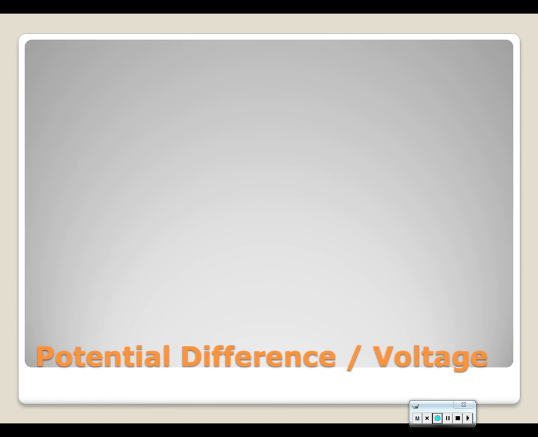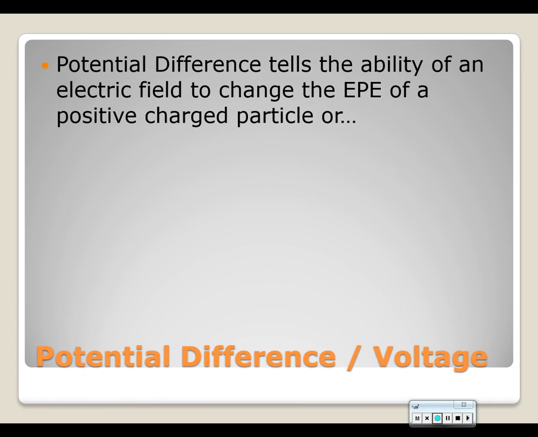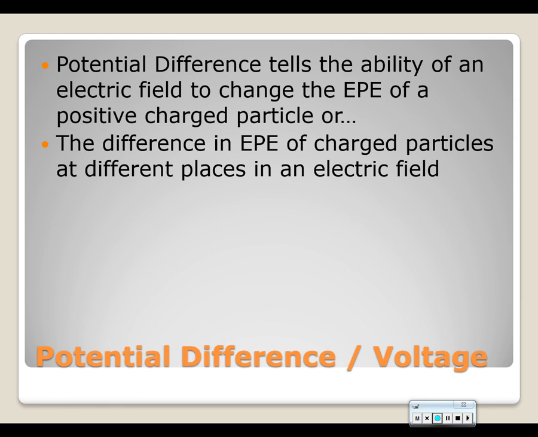So measuring that energy aspect is also important. And we accomplish that through what we call potential difference or voltage. So the potential difference tells the ability of an electric field to change the electric potential energy of a positively charged particle. That's like the by-the-book definition. But for our purposes, we're going to talk about voltage in terms of the difference in electrical potential energy of charged particles at different places in the electric field.